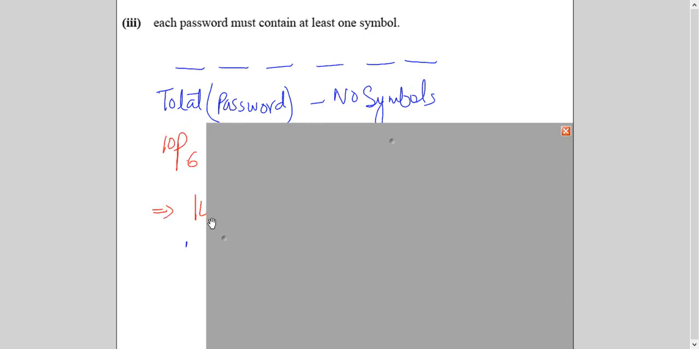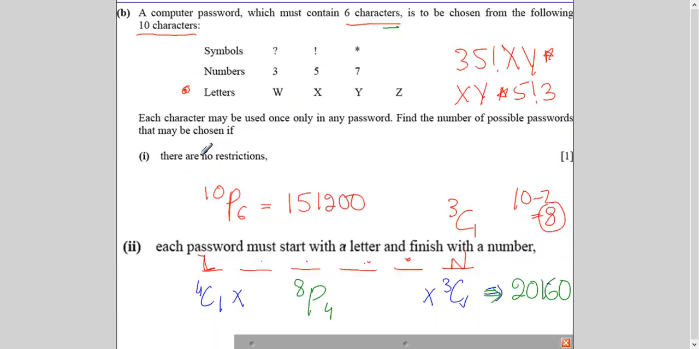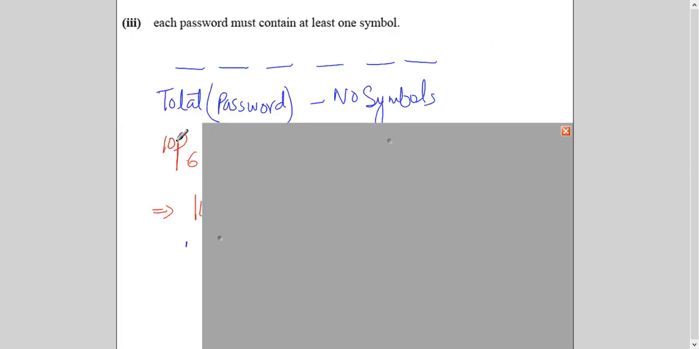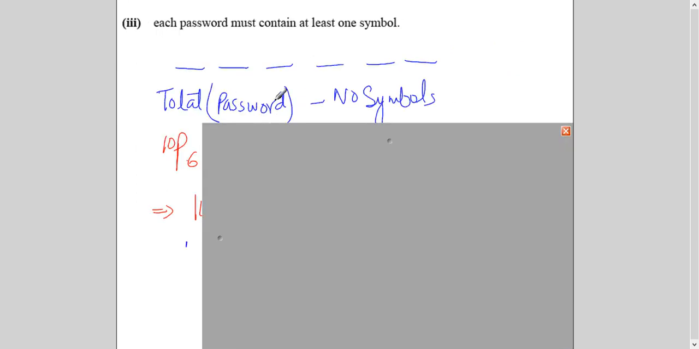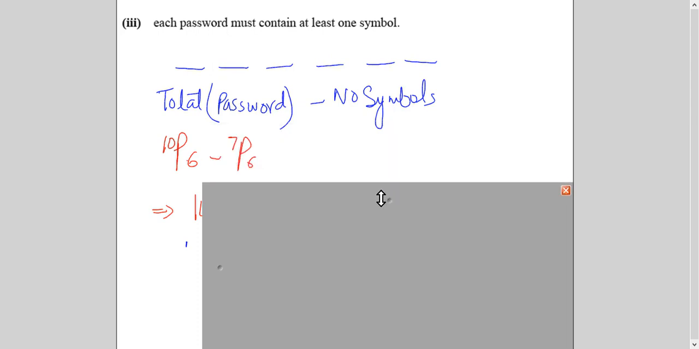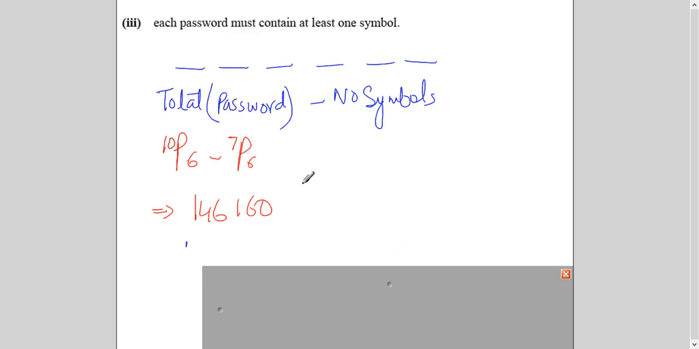So the total number of passwords is 10P6, which we have seen here when it was no restriction. Now passwords with no symbol: if I forget symbols, how many characters are these? 3 and 4, 7 characters. So what will I write? 7P6. 7P6 will give me passwords which have all characters other than symbols. And subtracting this from 10P6 will give me the passwords which have at least 1 symbol. So this is the best technique to apply.